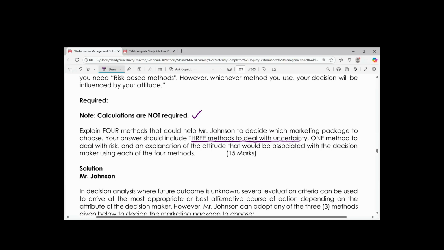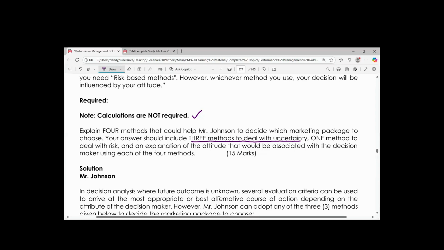The first one is Maximax. The second one is maximin. The third one is Minimax. If you want to add one more, Laplace. So the examiner is asking you to explain those methods. Your answer should include 3. After you have explained, you then tell Mr. Johnson what he should do under Maximax, maximin, Minimax.